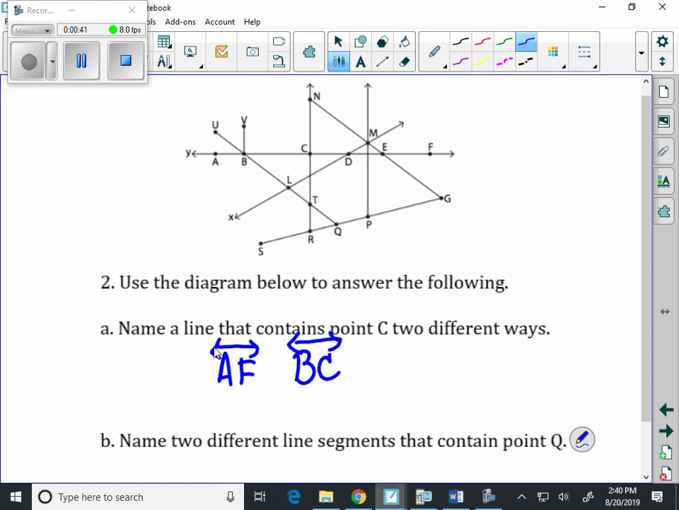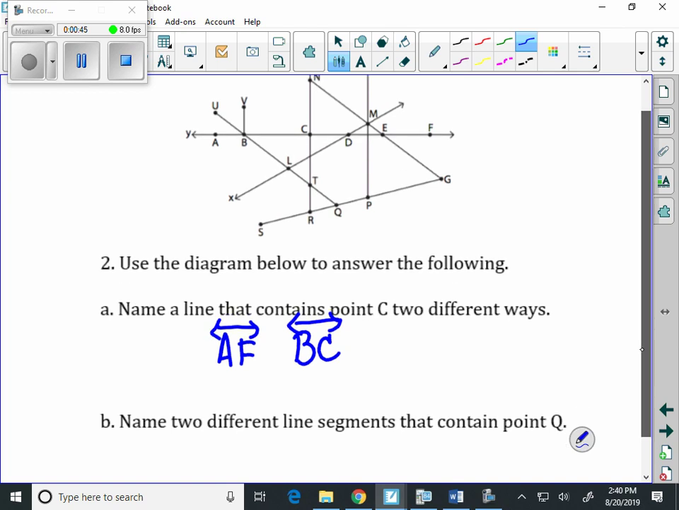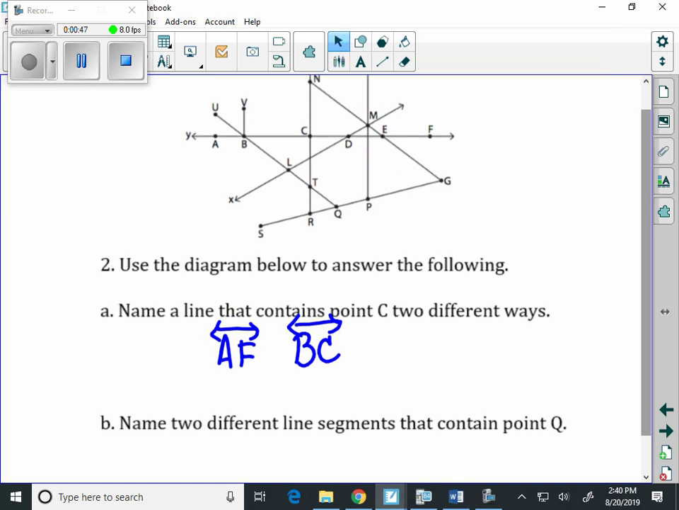Those aren't the only two different ways. Those are just a selection of the different ways that we can write it. It's the same idea for part B. Name two different line segments that contain point Q. So notice it says line segments.